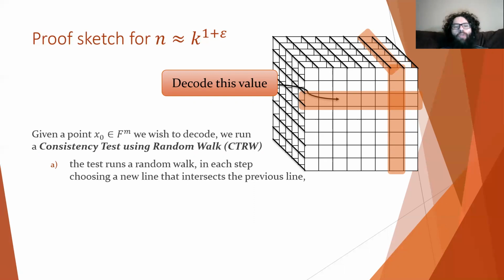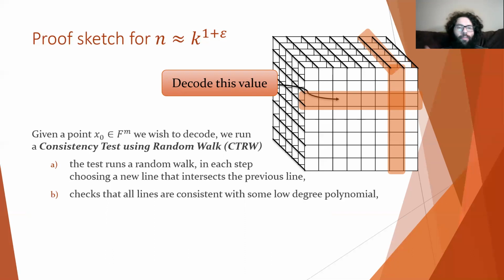what we do is basically a random walk using these constraints. So we start with some point x0, the point we want to decode, and we want to run this consistency test. So what's a consistency test? It's a consistency test using random walks. We choose one line and then another line, and each next line intersects the previous line, and we check that all lines are consistent with some low degree polynomial. If all of them are consistent, then we say it looks like a correct code word, so what we return is just the value at this point x0. And if one of the lines doesn't look like a low degree polynomial, then we say, haha, we caught an error, something is wrong, and we return reject.